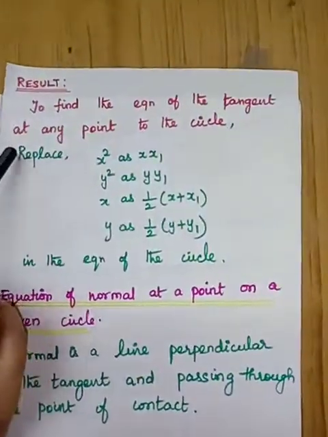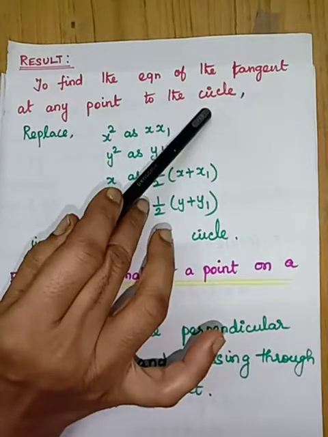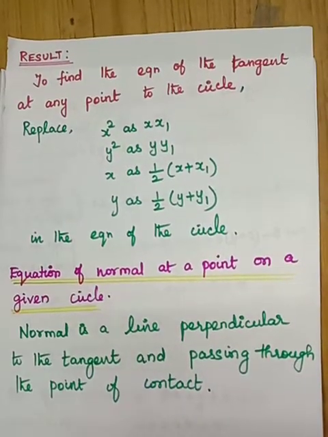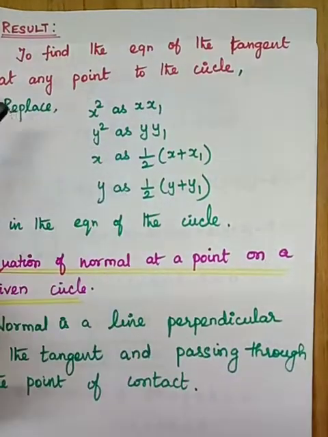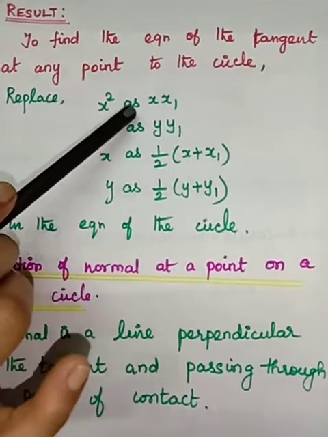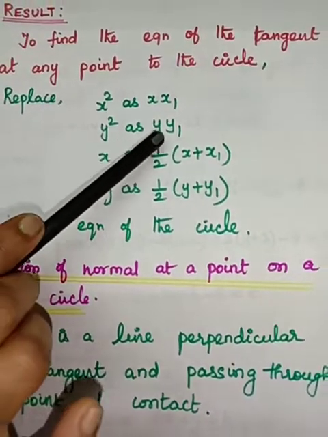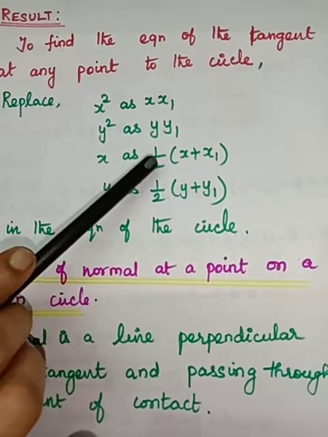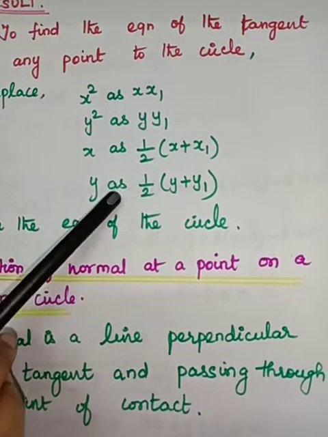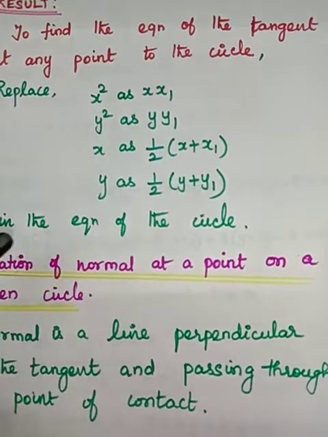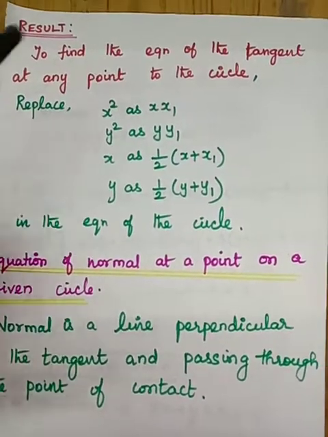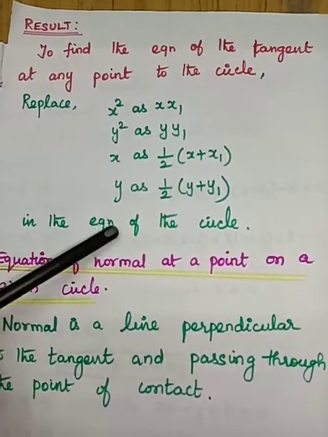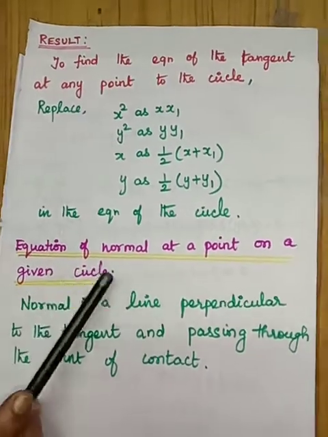So you see that to find the equation of tangent at any point to the circle, this is the result you are going to use in the problem. To find the equation of the tangent at any point to the circle, you have to replace x squared as xx1, y squared as yy1, and x as half into x plus x1, y as half into y plus y1 in the equation of the circle. Okay, so see that. If you want to find the tangent at any point, you have to do these 4 steps.